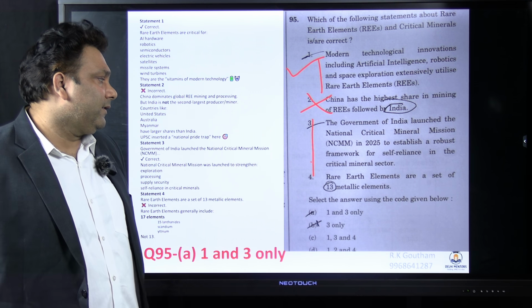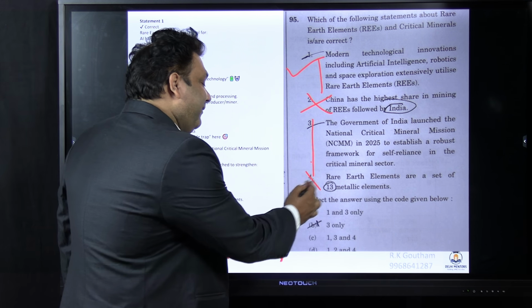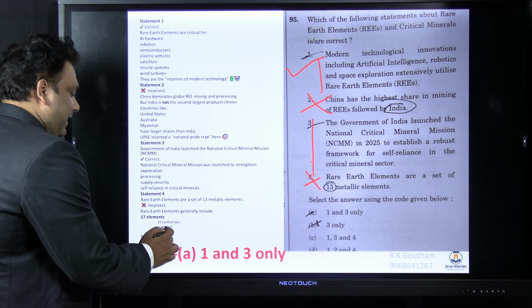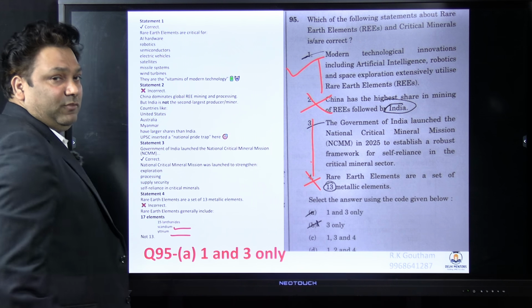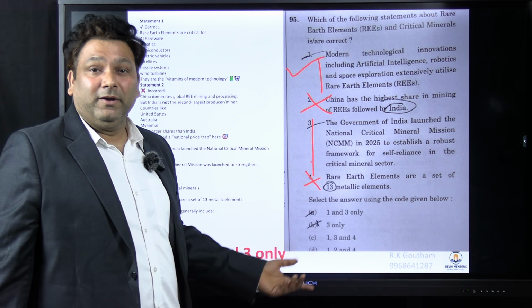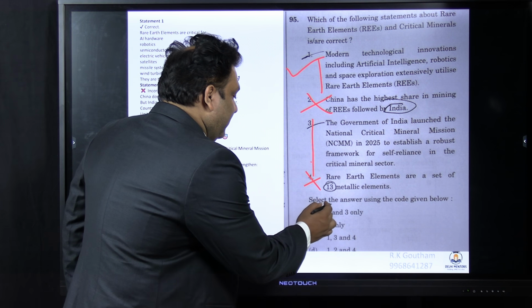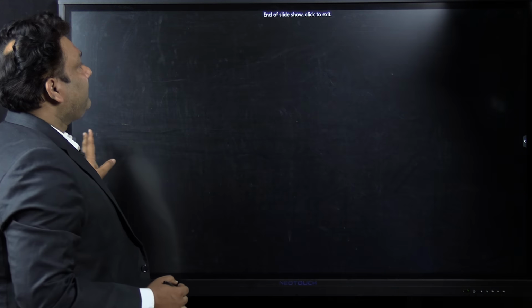Next, rare earth elements are said to be 13, नहीं है 17 है. In fact 15 lanthanides है and scandium and yttrium. Okay, this is a very famous one, you can't go wrong here. So the answer here is 1 and 3, A.